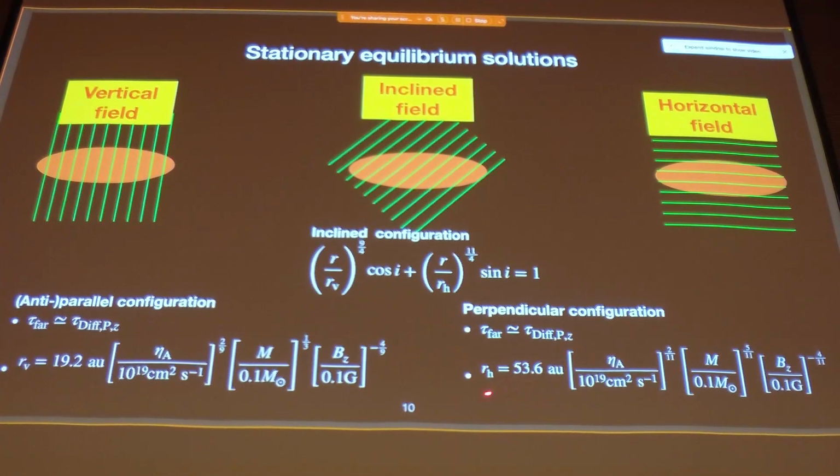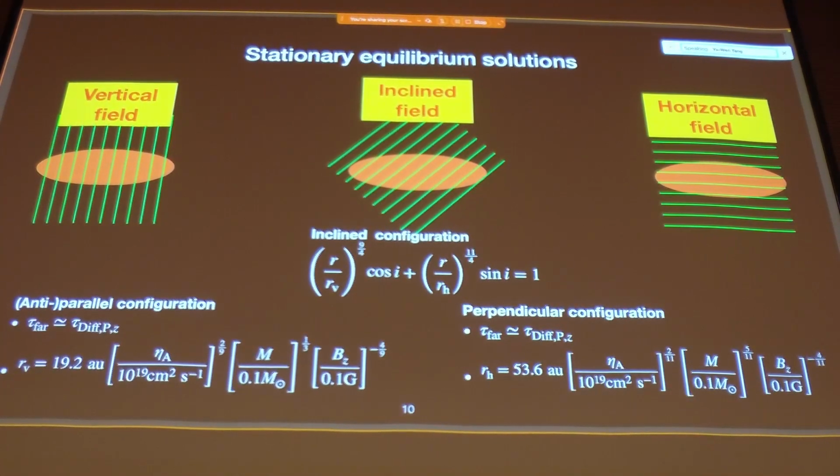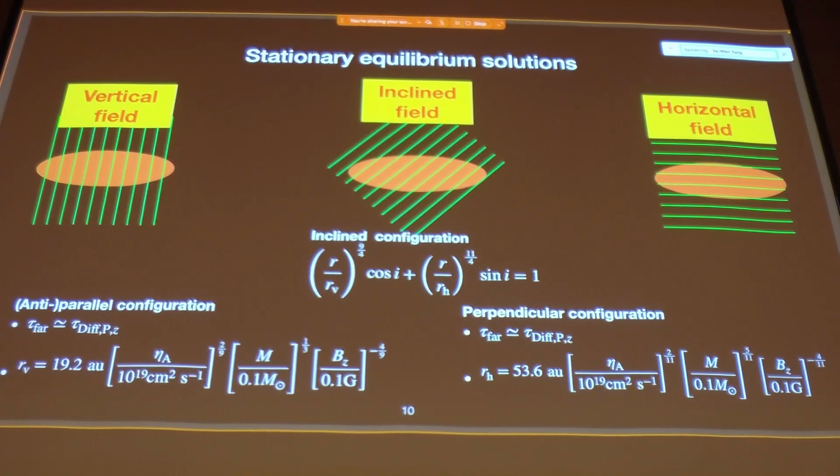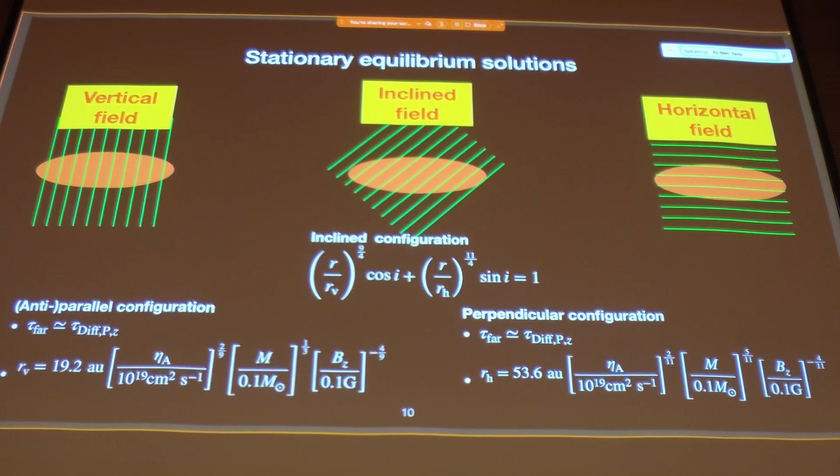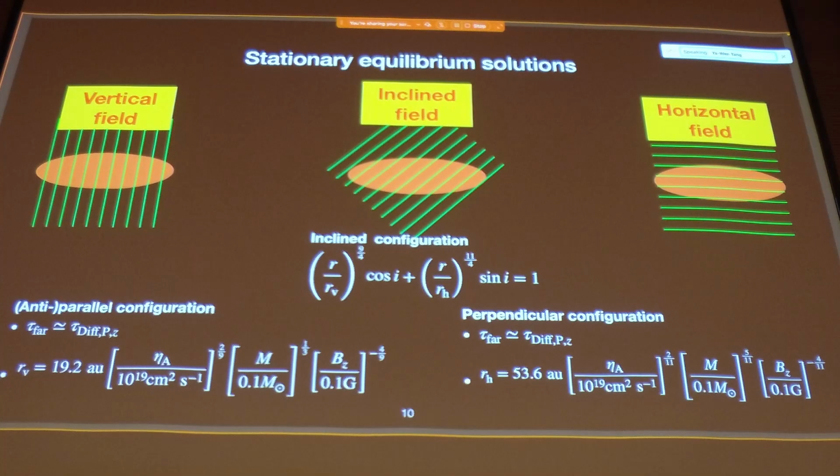So here we get 50 AU and a different scaling with the mass of the star-disk system. If we combine those two, we can find this equation that gives you the disk size as a function of the inclination angle between the field lines and the angular momentum. So if we have I equal to 0, we recover the vertical case, and I equal to 90 degrees, we recover the horizontal case.